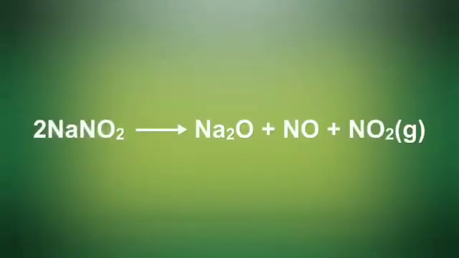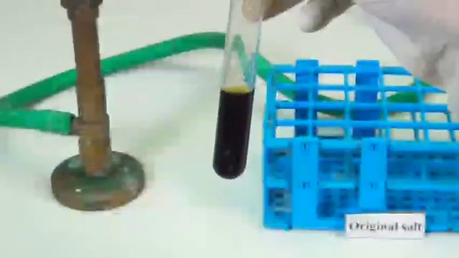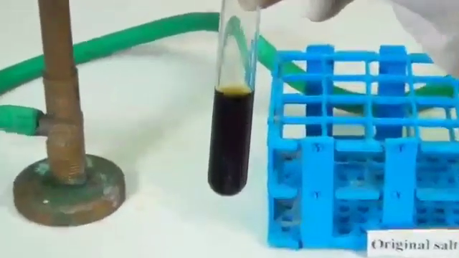On heating, nitrite undergoes decomposition to evolve reddish-brown gas of nitrogen dioxide with a pungent smell. Cover the test tube containing the salt with an empty test tube and collect the gas. Now, pour some ferrous sulfate solution into the test tube filled with gas. Ferrous sulfate reacts with nitrogen dioxide to form a black coloration.